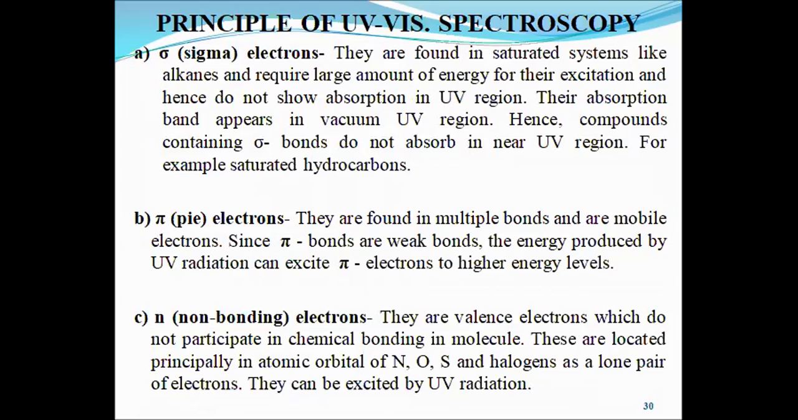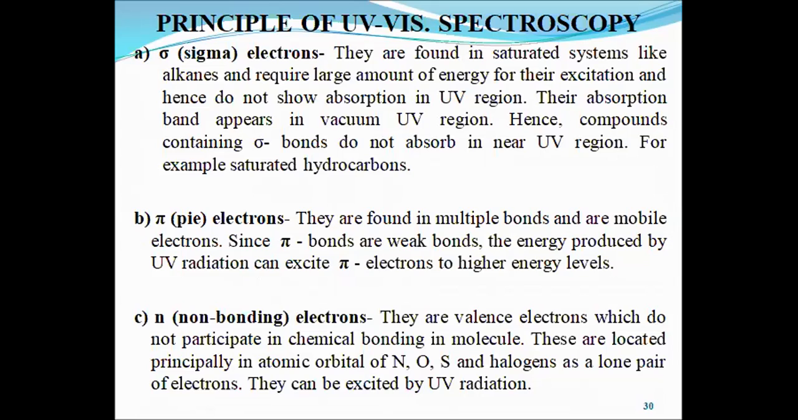Sigma electrons. Saturated hydrocarbons contain sigma electrons. Such electrons require more energy to get excited than that produced by ultraviolet radiation. Hence, sigma bonds, or sigma electrons, are not promoted to their higher energy state by the absorption of ultraviolet radiation, because they are tightly bound and not capable of absorbing this radiation. For this reason, paraffinic compounds are usually used as solvents because they don't absorb this ultraviolet radiation. So we can easily use them as solvents.